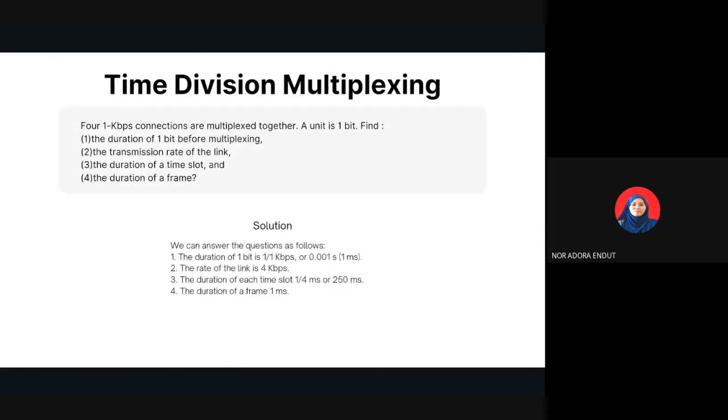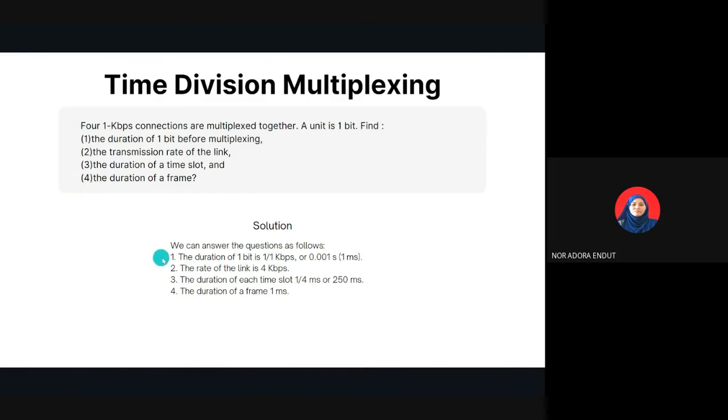Okay, so this is the example. I think I'm repeating this, but it's okay. So we have 4 1 kilobits per second connection being multiplexed together. A unit is 1 bit. Okay, a unit maksudnya satu time slot dia hantar 1 bit. So what is the duration of 1 bit before multiplexing? What is the transmission rate of the link? What is the duration of a time slot? And what is the duration of a frame?